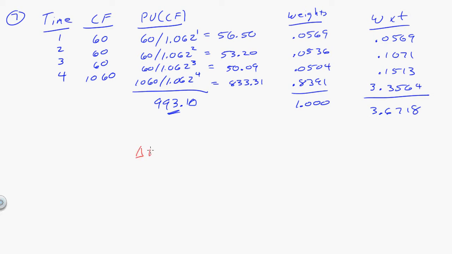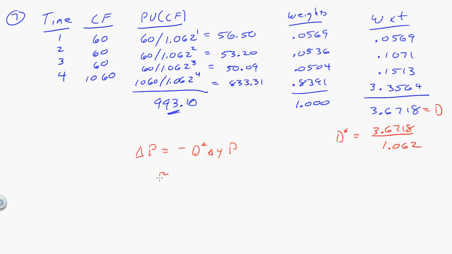The change in the price of my bond is going to be approximately, so the squiggly equal sign, approximately equal to minus D star times delta Y times P. D star is modified duration, which is 3.6718. This is always represented as D. Macaulay duration, or just called duration. Modified duration is that divided by 1 plus the yield to maturity, which is 6.2%.